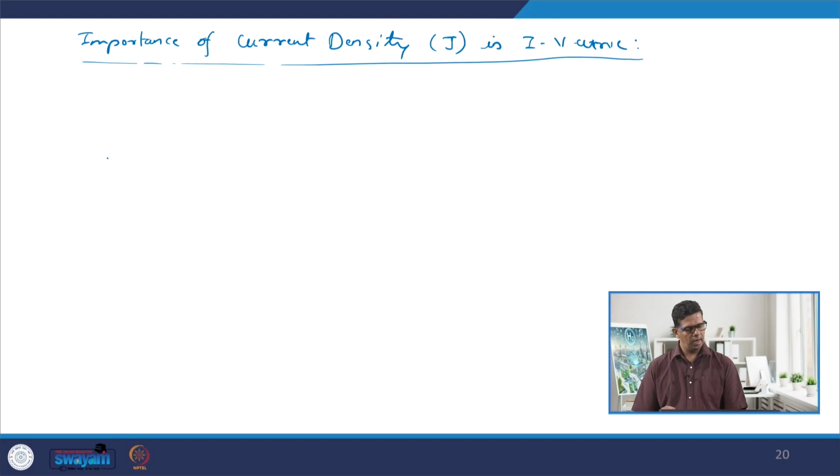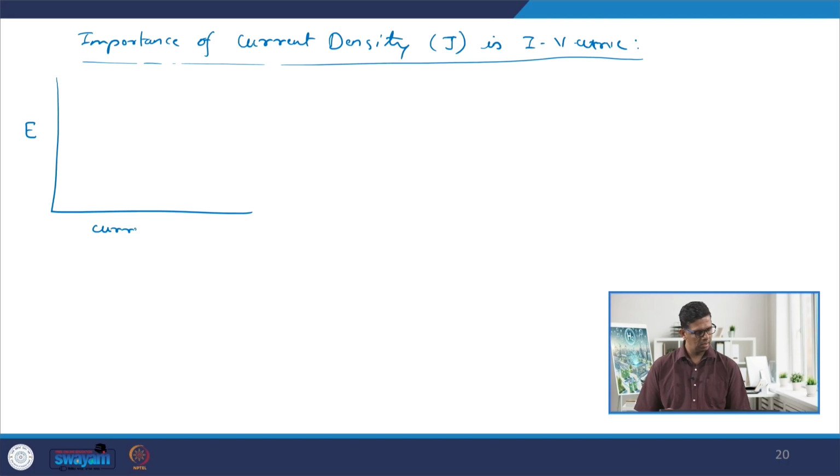So, we just solved a numerical and we have seen that the IV curve is typically shown with the x axis in terms of current density, instead of showing current. Now, this is a very important parameter that we need to understand.